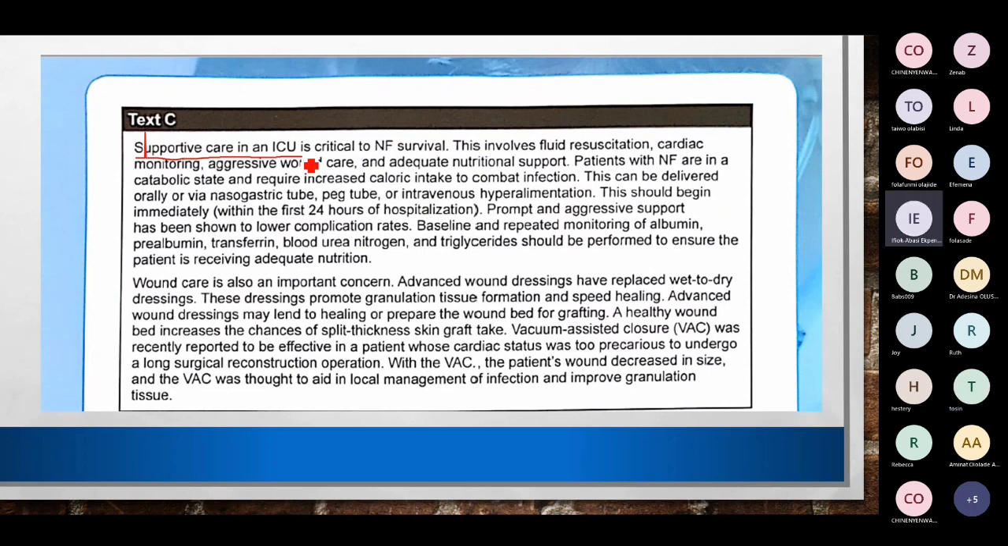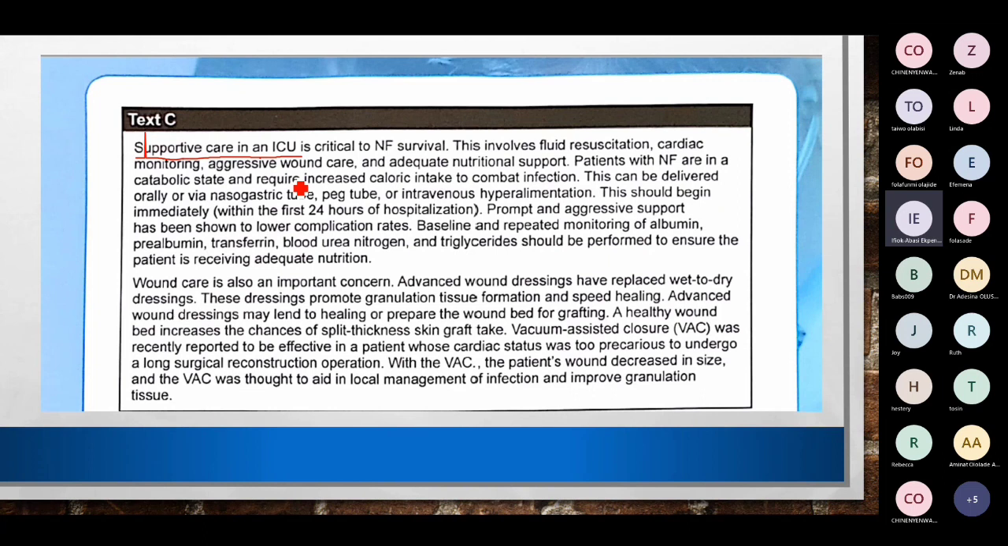All right. Now, we are done with that. So the first paragraph in text C talks about supportive care in ICU. So you're looking for any question that is requesting what should be done for the patient you are managing for NF in ICU. I'll pick my answer as text C. That's where I can find it. So that's the way to go about it.